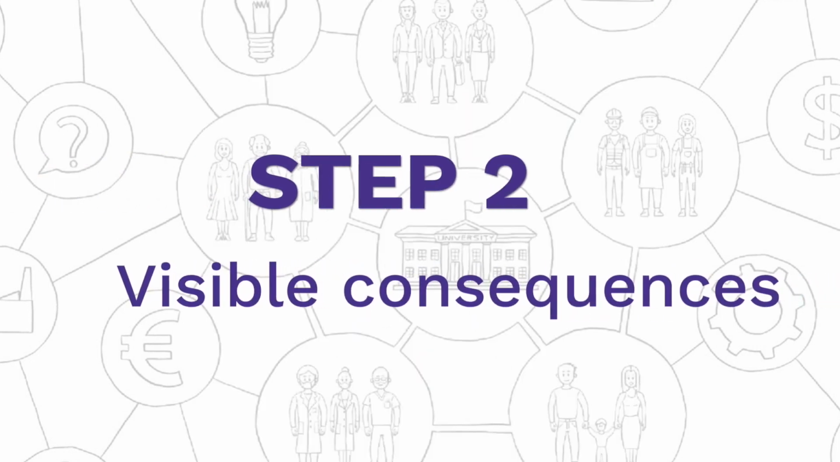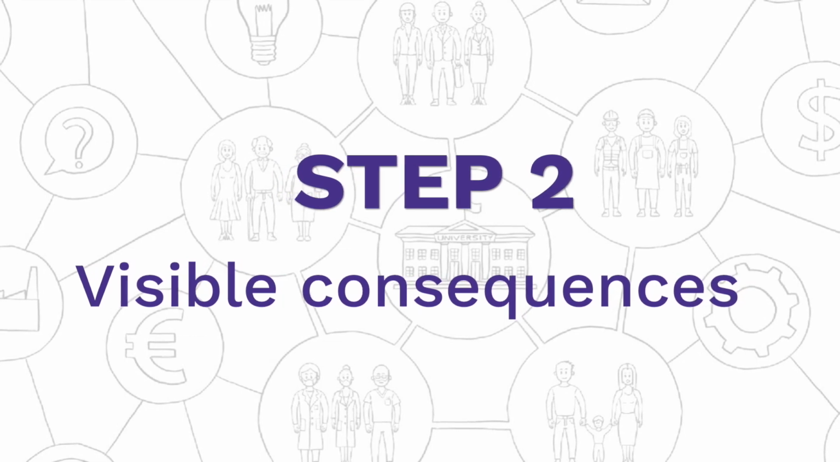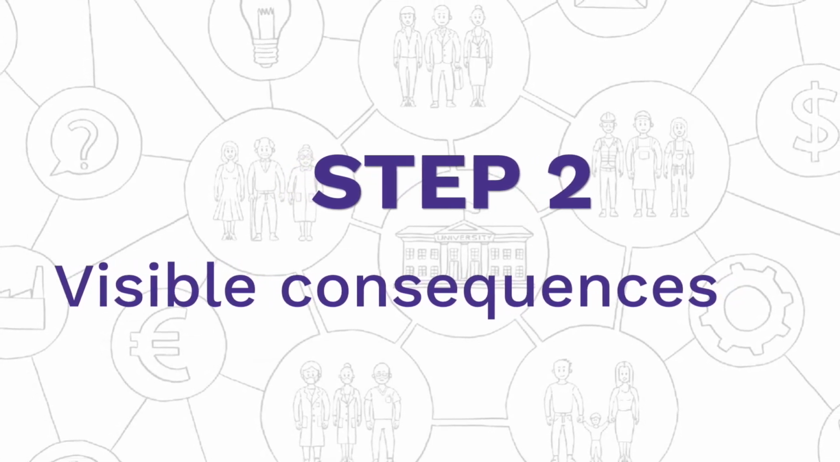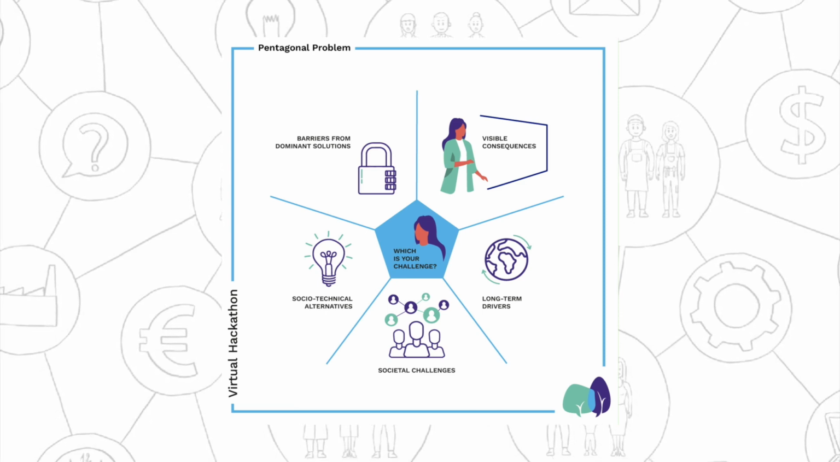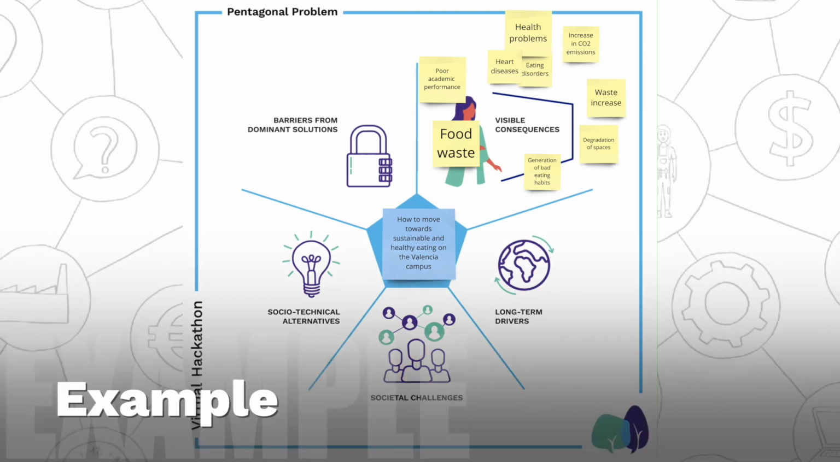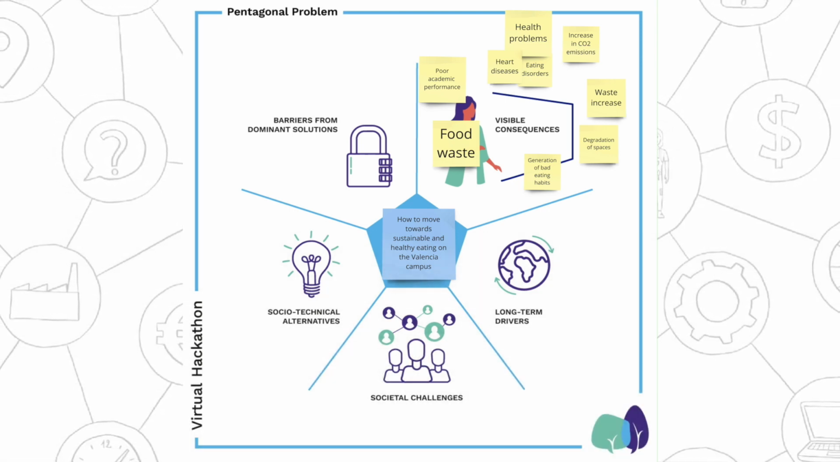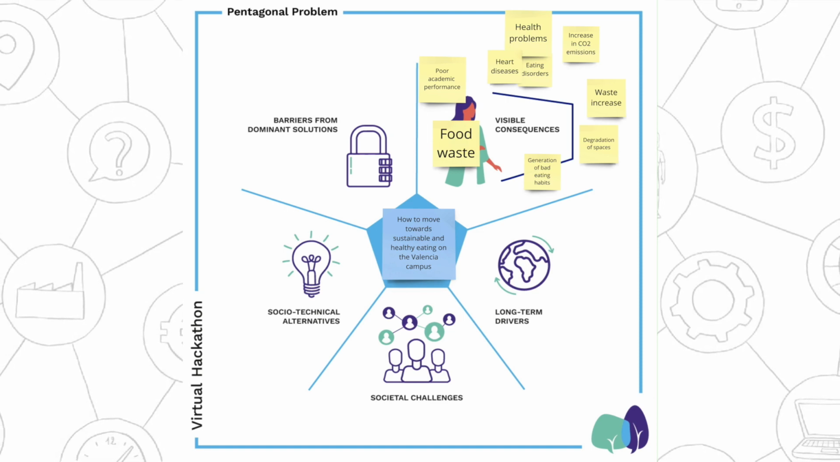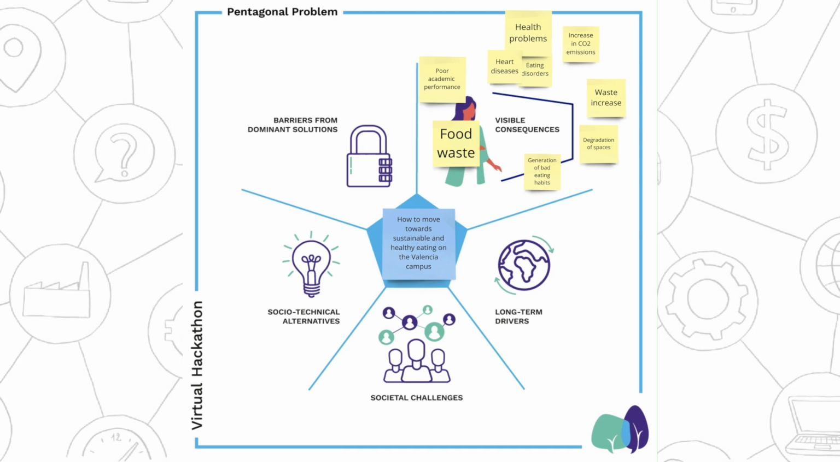Step 2. Visible consequences, from 10 to 20 minutes. In this step, it is important to write down all the elements which have been described during the interviews or that have come up during the previous approach to the problem. It is important that the participants are aware of the real and visible implications of the problem. Use post-it notes and write down all the ideas.